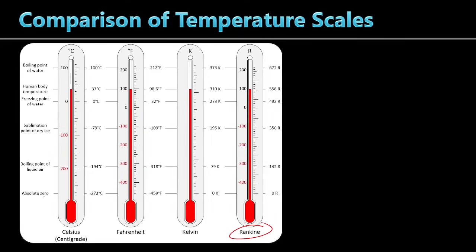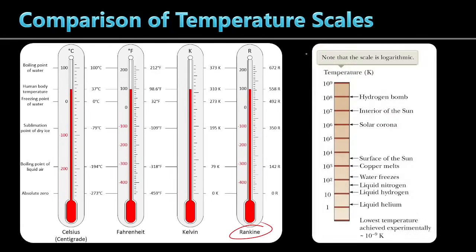Ganyan sila. So, we can see here the different temperatures of some physical systems. The boiling point of water, human body temperature, 37 degrees, di ba? Freezing point, sublimation point of dry ice, in these various scales. Now, bigyan ko pa kayo ng isa. Ayan. Para magka-idea kayo kung anong temperatura ng mga bagay sa ating paligid. The lowest temperature achieved experimentally. Yan, oh. Tingnan mo. This is 10 to the minus 9 Kelvin. This is a billionth of a Kelvin. This is very, very close to absolute zero.